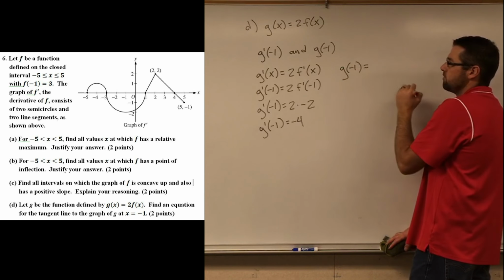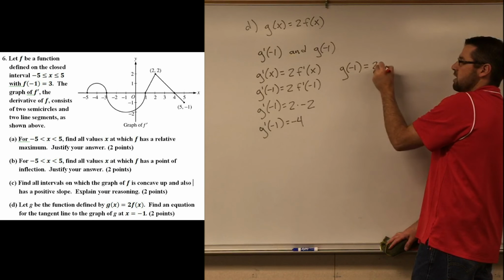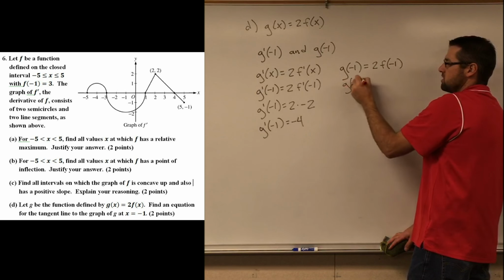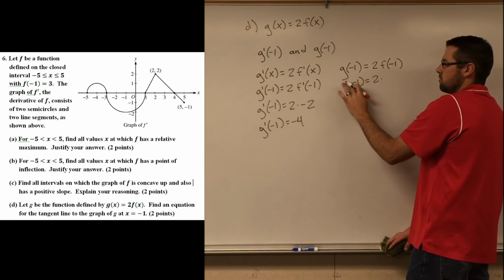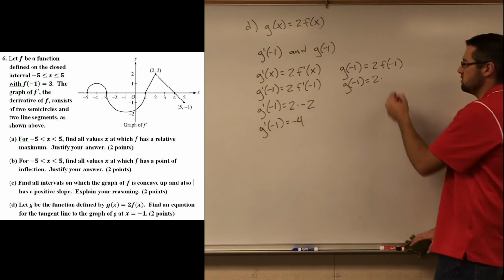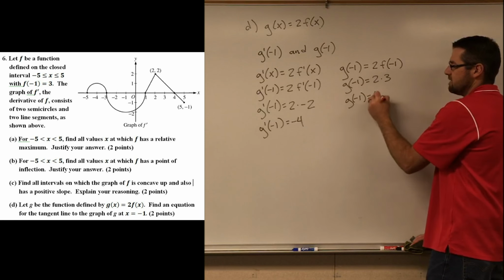And then the other thing we need is G of -1. So how am I going to get that? Up here, right? So it's going to be 2 times f of -1. Uh-oh. What's f of -1? It was given in the original part. So f of -1 is 3. So times 3. So G of -1 is 6.